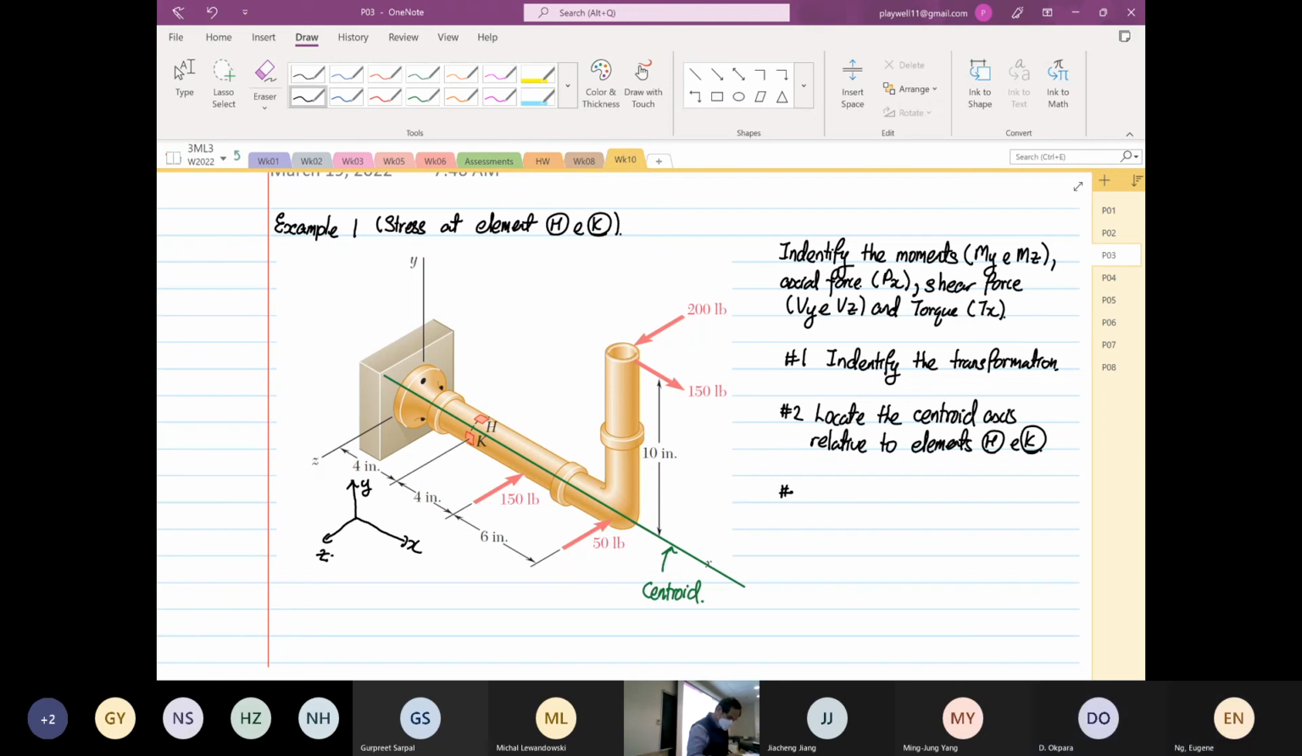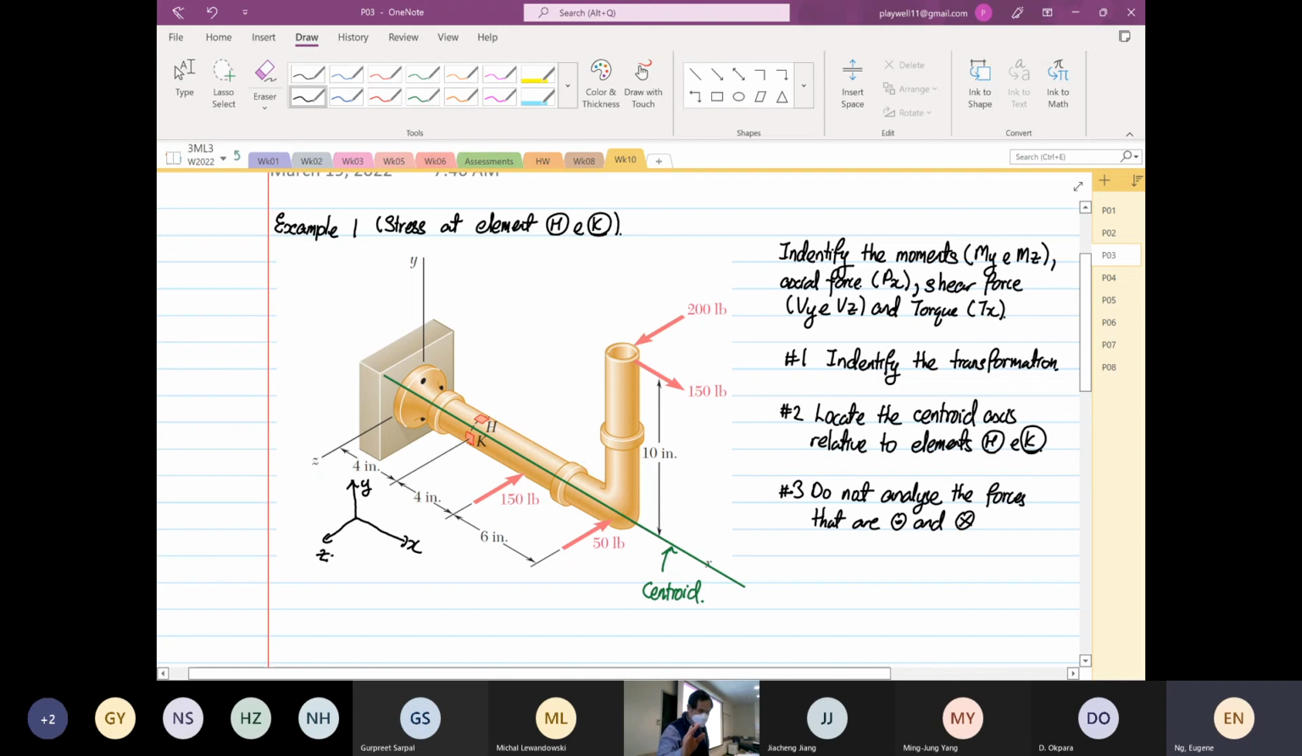Okay, so number 3 is do not analyze the forces that are dots and crosses. Opara, don't ask any question yet, okay? Let me go further.